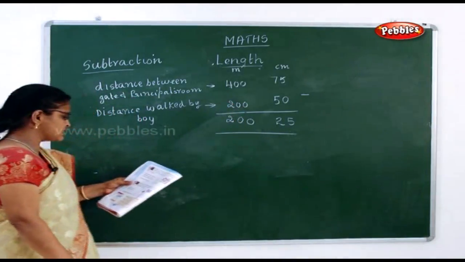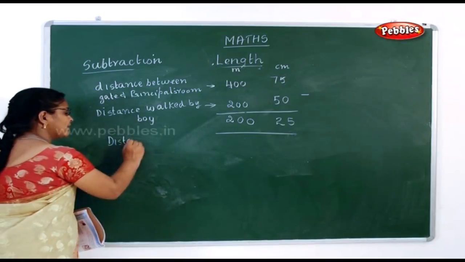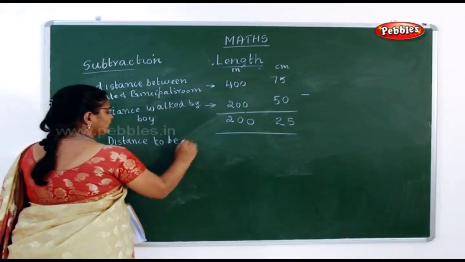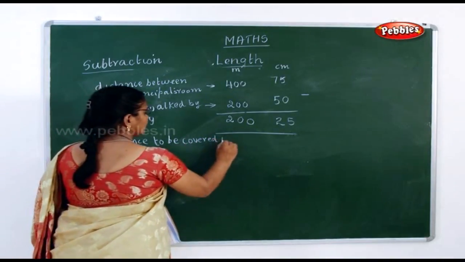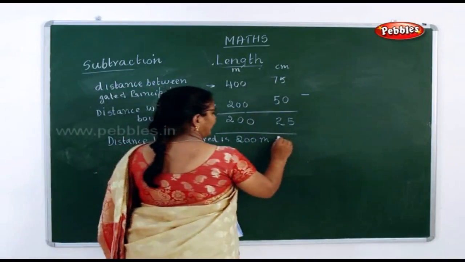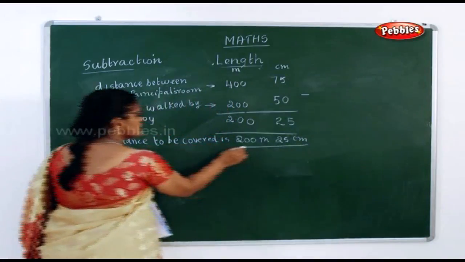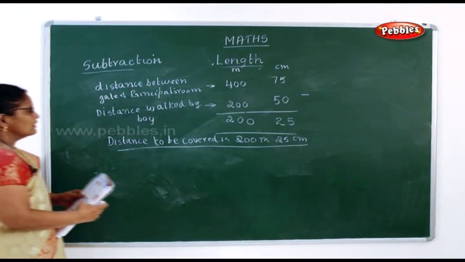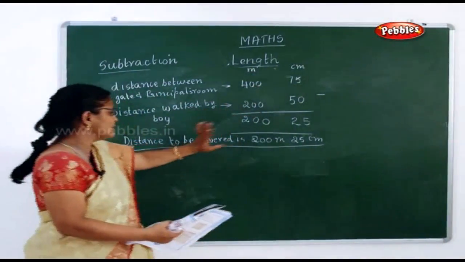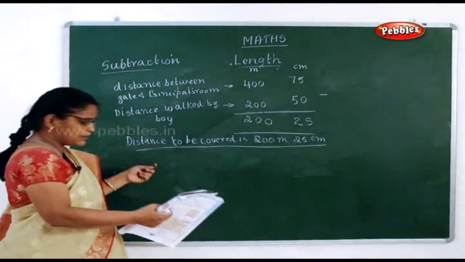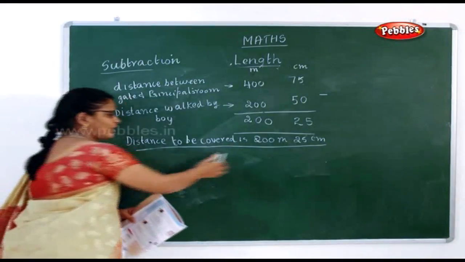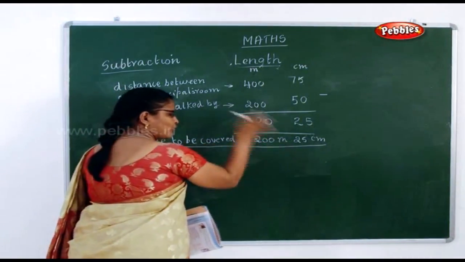So now what will you write as the answer? The distance to be covered. This much distance has to be covered. Distance to be covered is 200 meter and 25 centimeter. You have to be very careful. This is how you have to do your statement sums. Okay, is it clear now? So distance between the gate and the principal's room, meter, centimeter, all this you have to do. You have to subtract. And lastly, the question they have given, you have to write in the statement, and then write the answer you have got here.